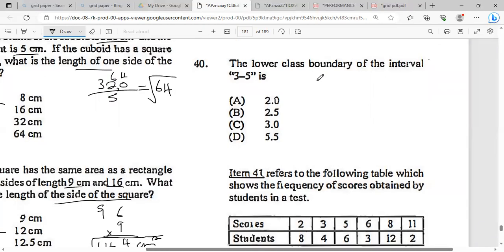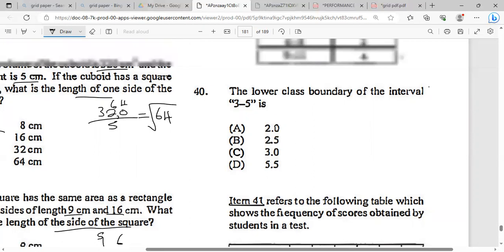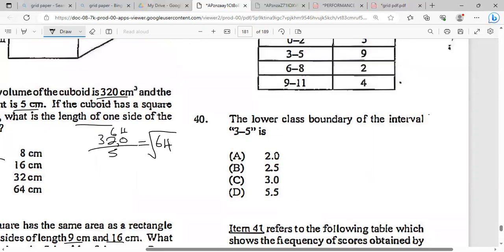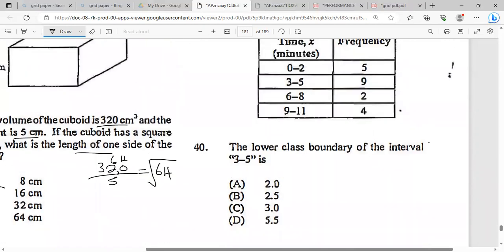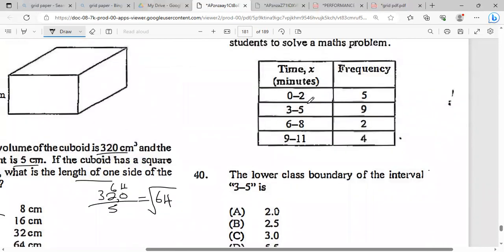It said the lower class boundary in the interval 3 to 5 is... let me see if nothing is up at the top, or they just give you that. Okay, it doesn't matter though, the answer will not change. So in order to find the lower class boundary, what we do is find the class we're looking at, which is 3 to 5. To find the lower class boundary, we subtract 0.5. So it will be 3 minus 0.5. So that should be B.